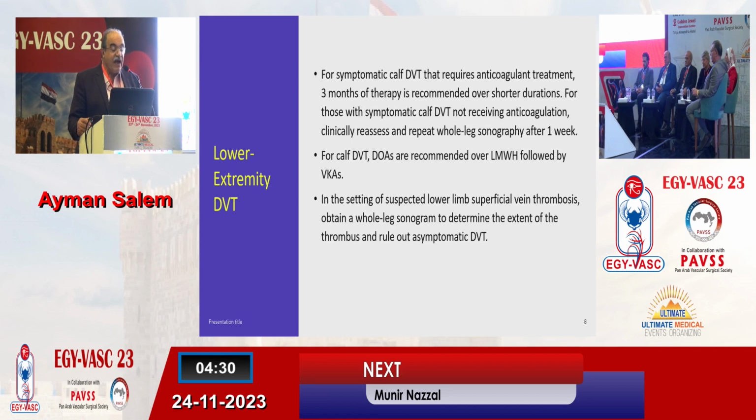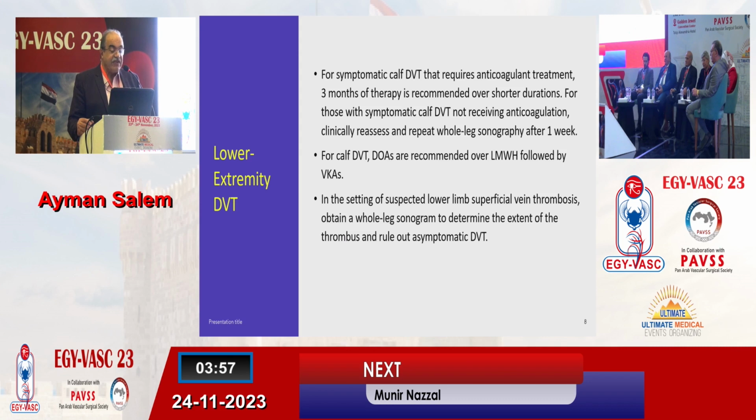For symptomatic calf DVT that requires anticoagulation treatment, 3 months of therapy is recommended over a shorter duration. For those with symptomatic calf DVT not receiving anticoagulation, clinically reassess and repeat whole leg sonography after 1 week. For calf DVT, direct oral anticoagulants are recommended over low molecular weight heparin followed by a vitamin K antagonist.